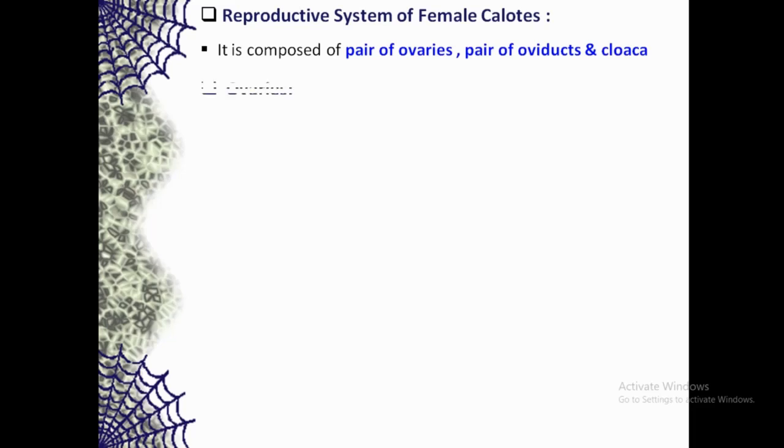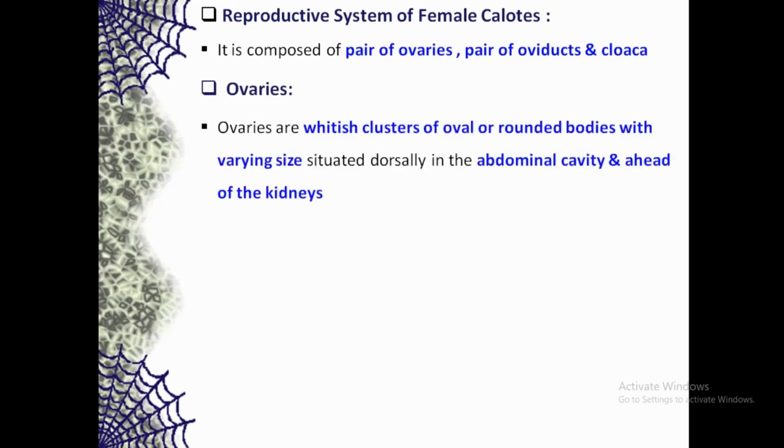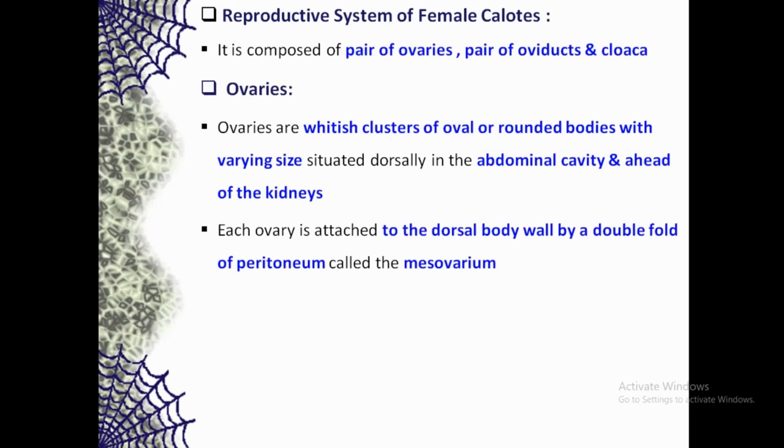The second half of the system, that is the reproductive system, is composed of a pair of ovaries, a pair of oviducts and the cloaca. The ovaries. The ovaries in Calotes female are whitish clusters of oval or rounded bodies having varying sizes of the developing ova, and situated dorsally in the abdominal cavity and ahead of the kidneys.